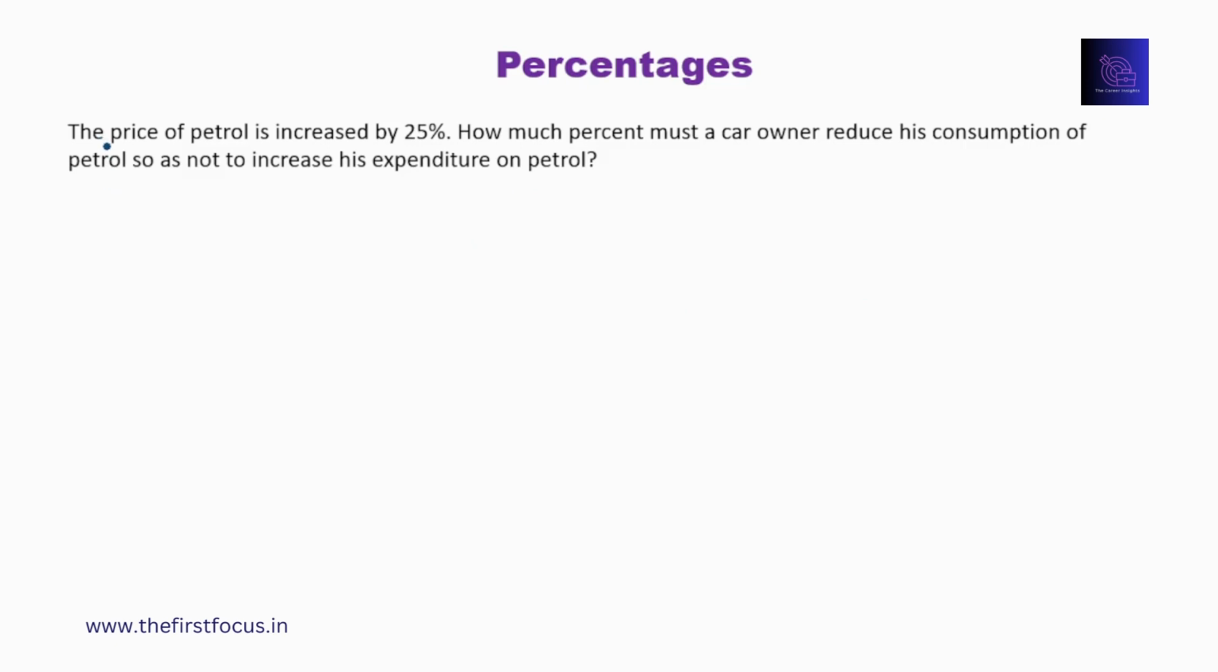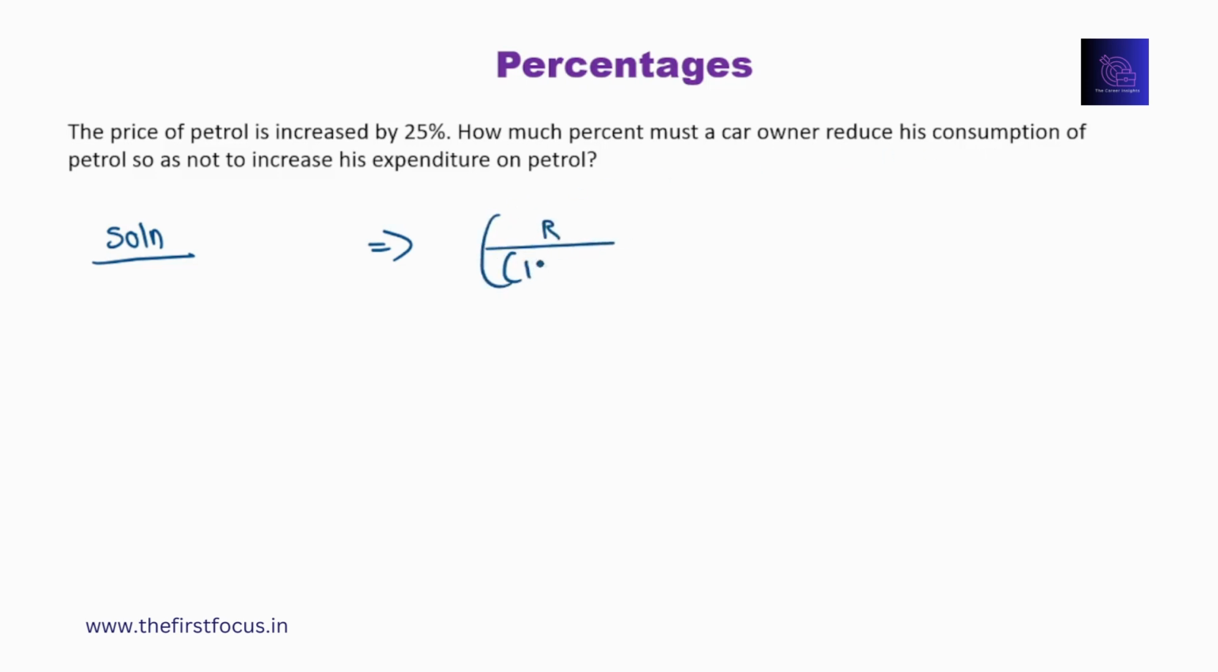Read the question. The price of petrol is increased by 25%. How much percent must a car owner reduce his consumption of petrol so as not to increase his expenditure on petrol? The solution is, the formula for this: if a commodity is increased by some percent and we want not to increase the expenditure but to reduce the consumption, we can use this formula.